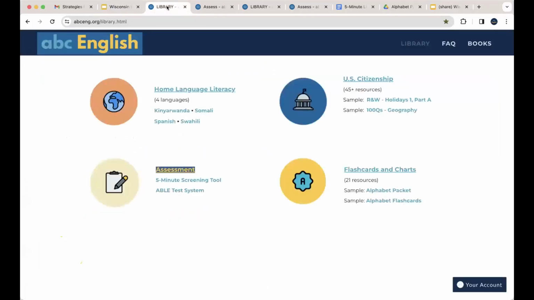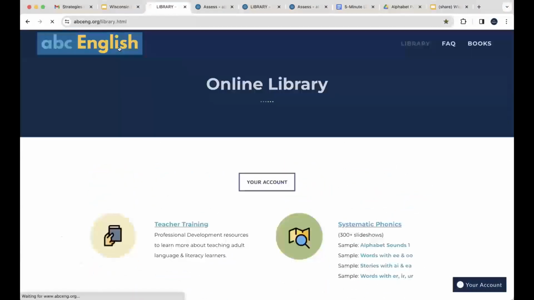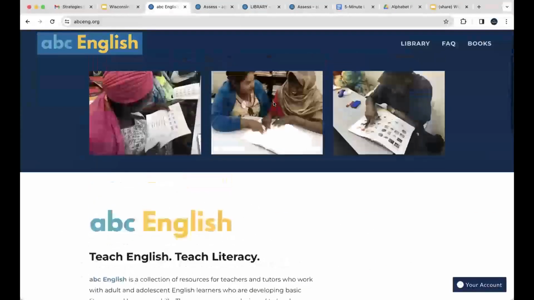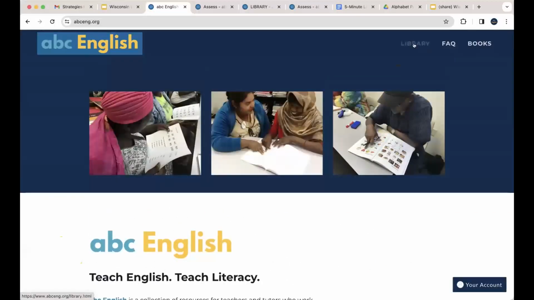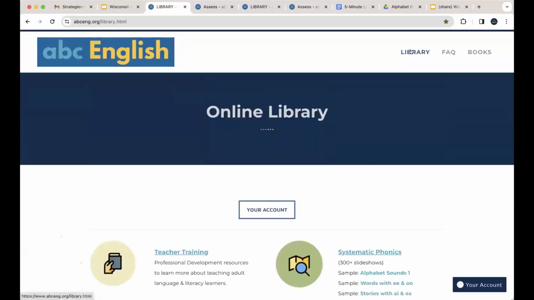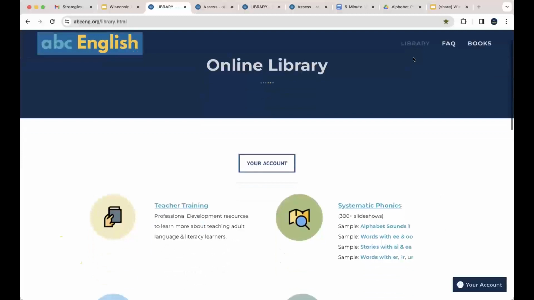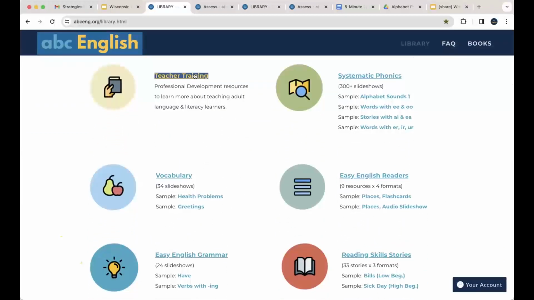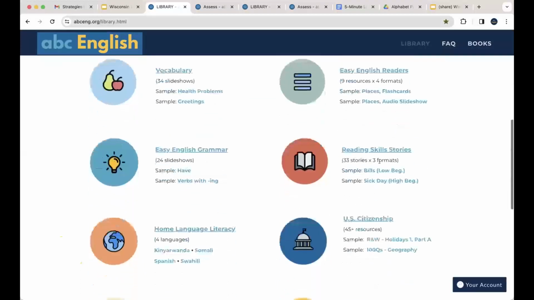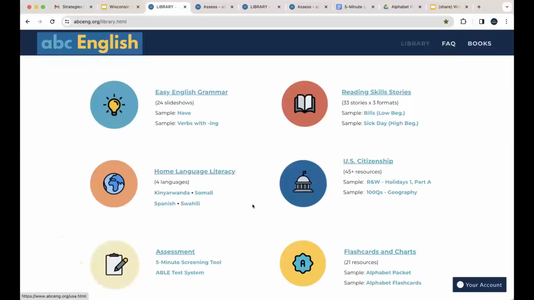But in general, to get to the ABC English website, you can type into your browser abceng.org. You can also write abcenglish.com, and it will get you here. The home page looks like this. The 3 main links are here. Most of what I'm sharing today is going to be here in the library. You'll see there are 10 different categories. There's some training resources, phonics lessons, vocabulary, readers, grammar, stories, home language, citizenship, assessment.